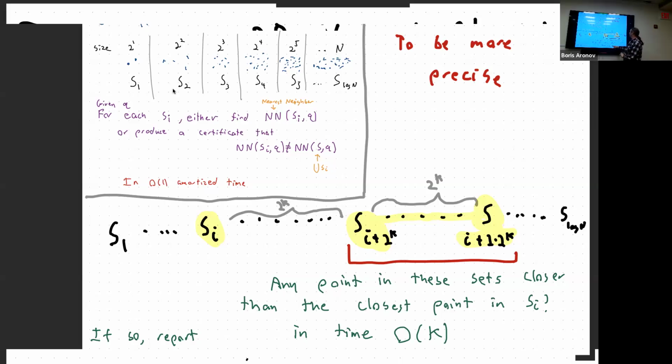Sorry, this should be in time 2 to the k. In other words, constant per set.